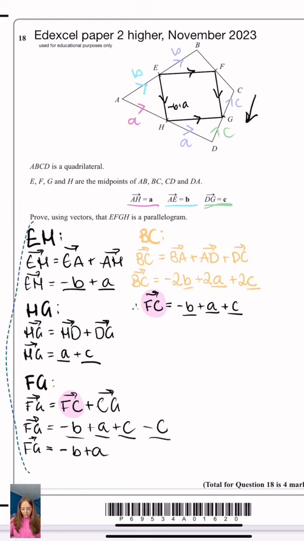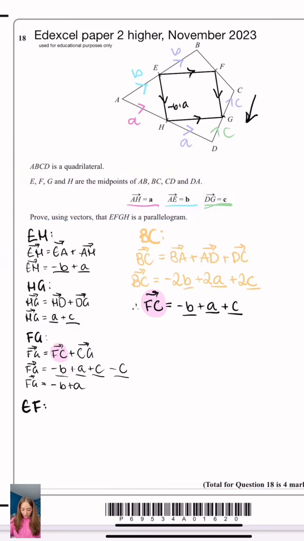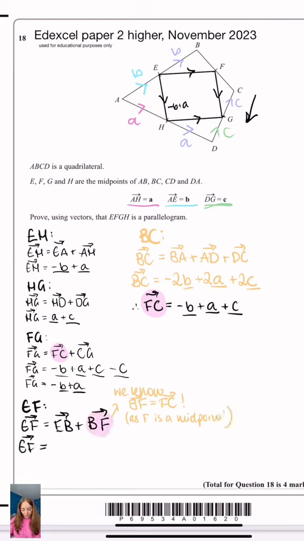Now our final step is to find E to F, and E to F is going to be EB plus BF. And we know that BF is going to be the same as FC. So that means that EF is going to be B minus B plus A plus C, which tidies up to be A plus C. Now from this, we can see that the opposite sides are equal.